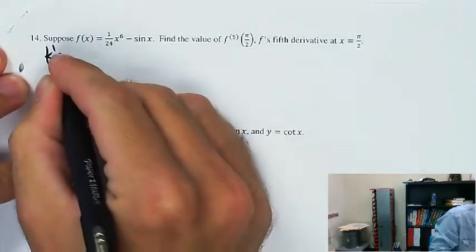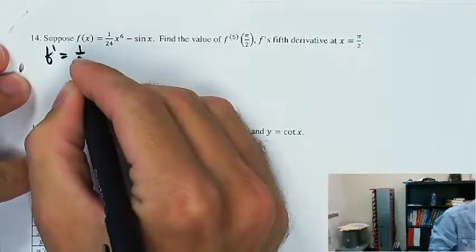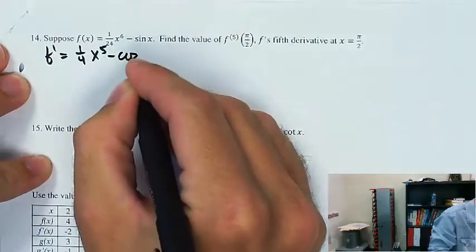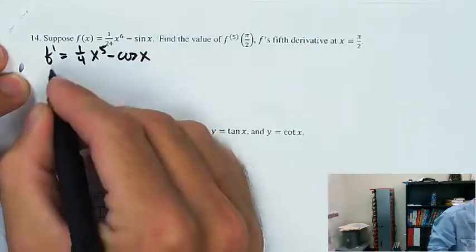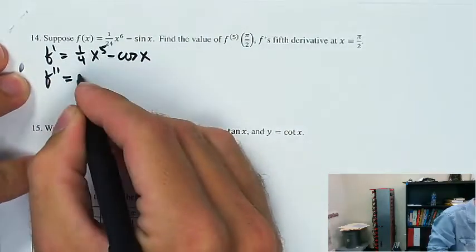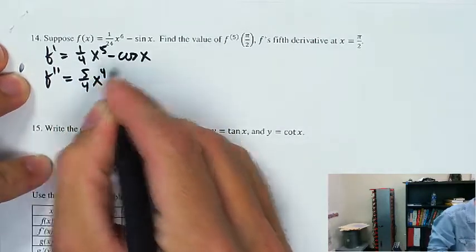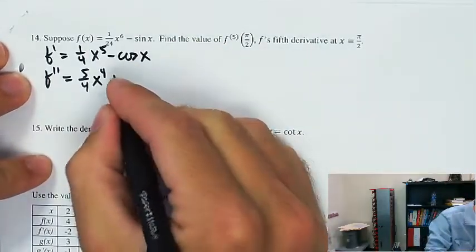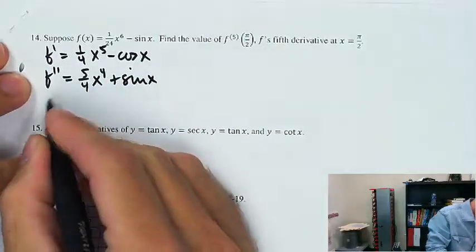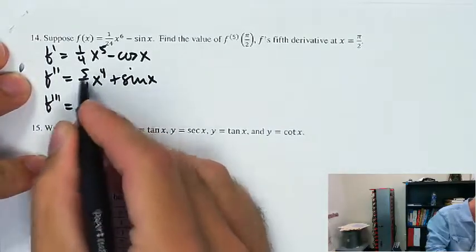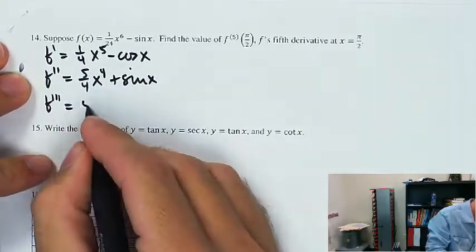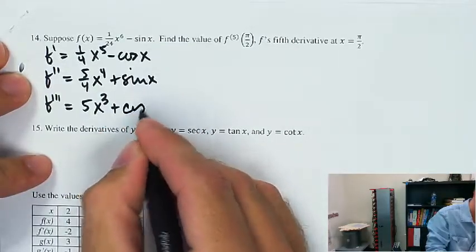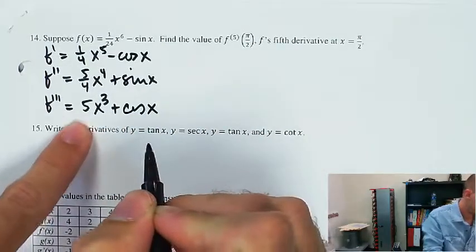Okay, so f prime is going to be 6 over 24, it's 1/4, x to the 5th, reducing the power by 1. The derivative of negative sine is going to be negative cosine x. F double prime is going to be 5/4 x to the 4. The derivative of cosine is negative sine, so the derivative of negative cosine will be positive sine. F triple prime, I'm going to multiply by 4 and reduce the power by 1, so that'll be 5x to the 3, plus the derivative of sine, which is cosine x.